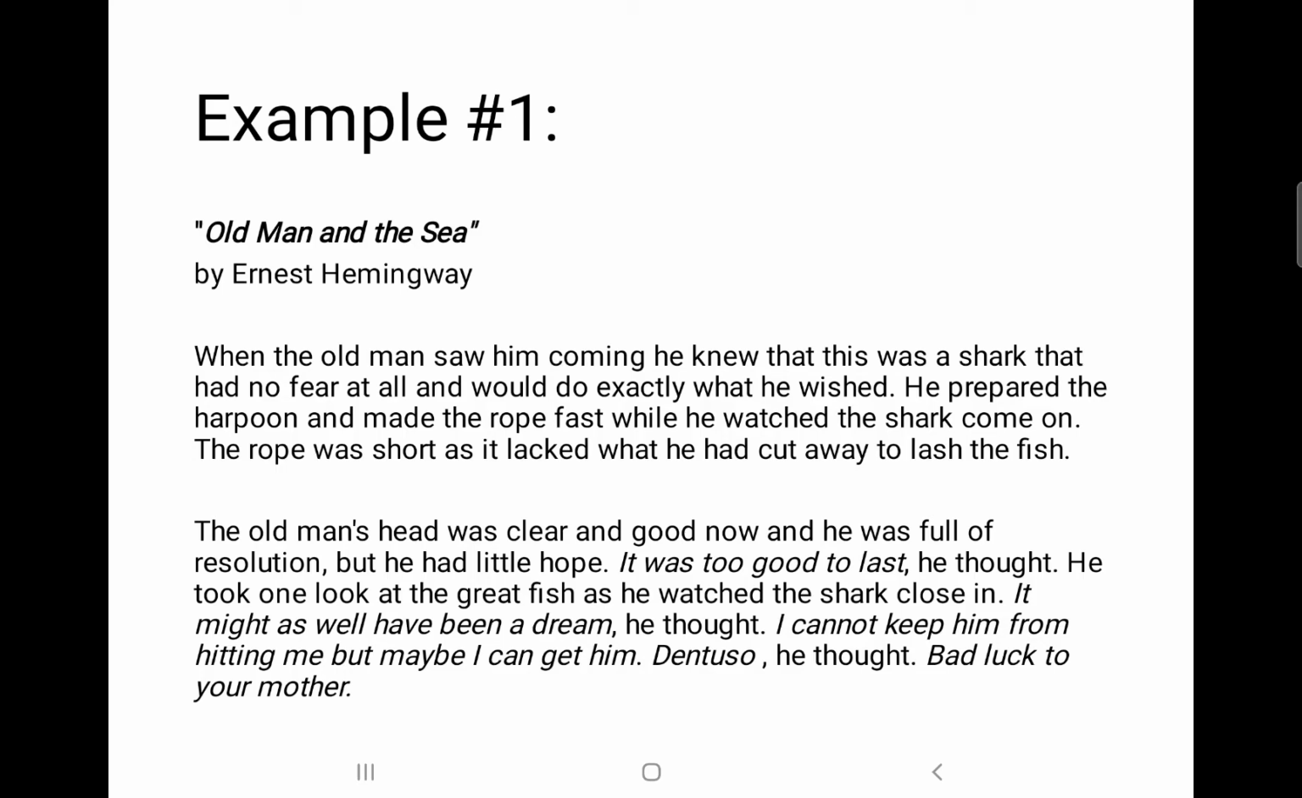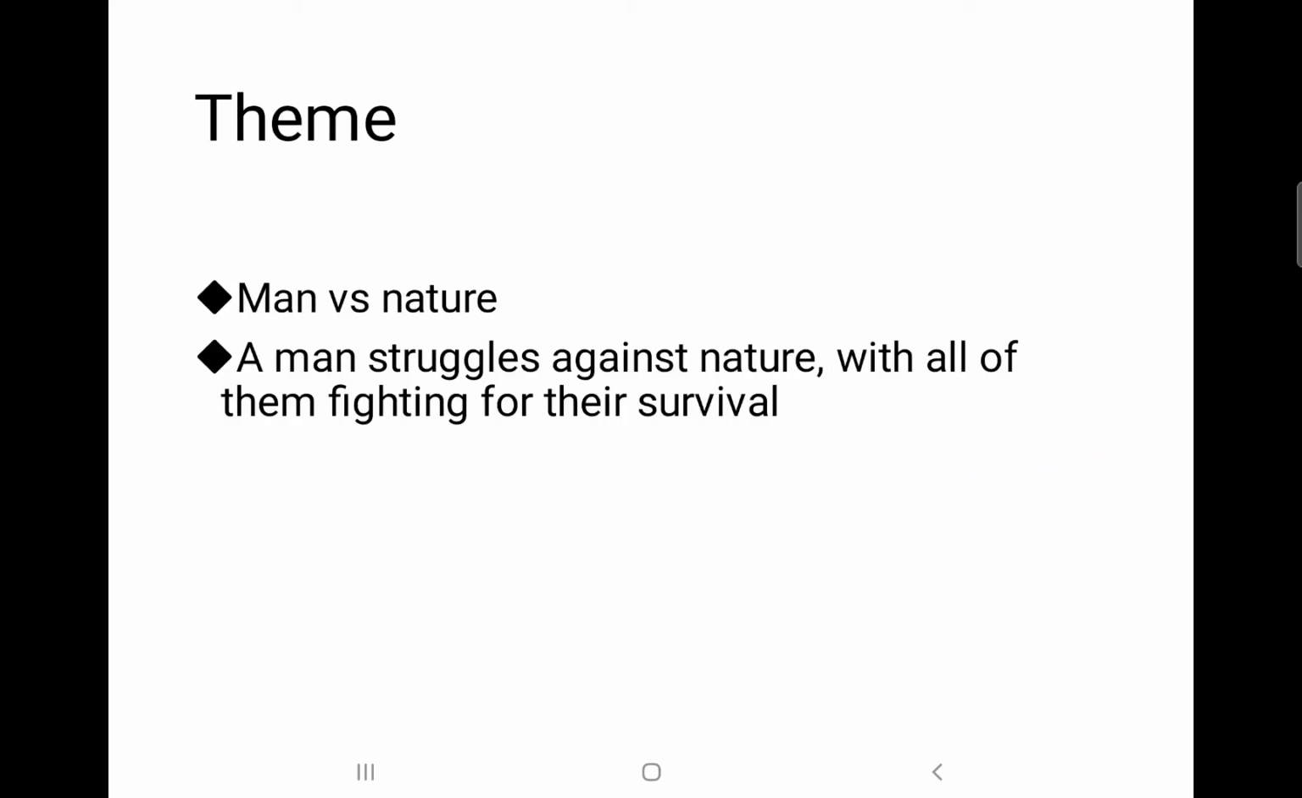Alright, in this extract we have three characters. We have the old man, a fisherman. We have the fish, the one that he's trying to capture. And we have the shark. The shark, who we don't know who is the target. The target could be the fish or the old man himself, right? So we have three embodiments of nature that are fighting and struggling against each other. So a general theme could be man versus nature, right?